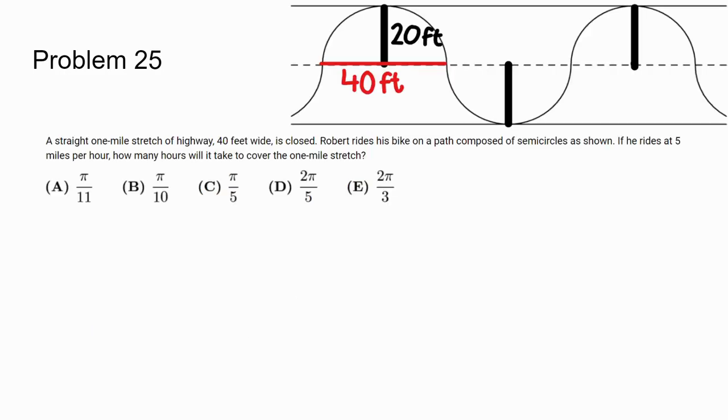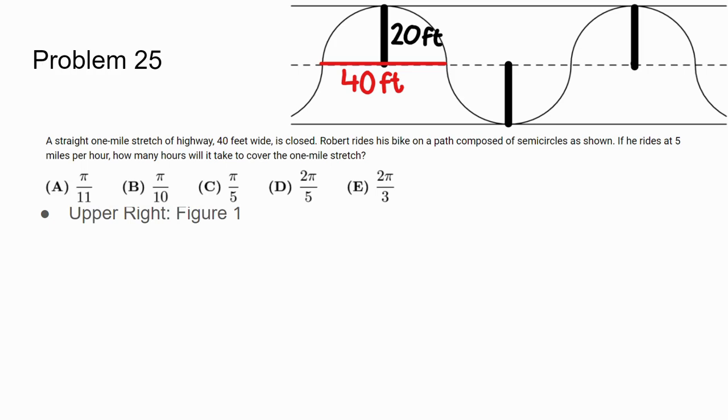Finally, problem 25. We have a straight 1-mile stretch of highway, 40 feet wide, that is closed. Robert rides his bike on a path composed of semicircles as shown. If he rides at 5 miles per hour, how many hours will it take to cover the 1-mile stretch?